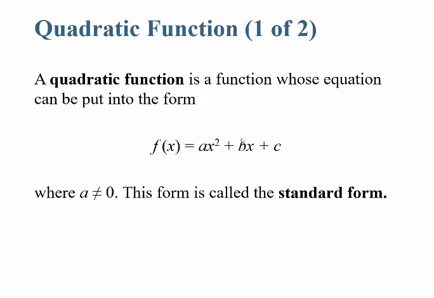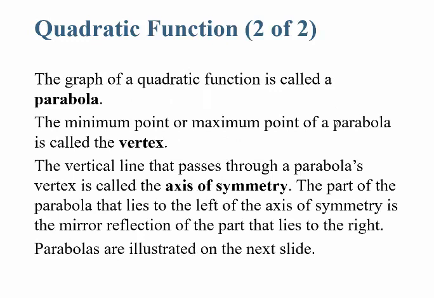And when it's listed in this form, f of x is equal to ax squared plus bx plus c, this is called standard form. So the graph of a quadratic function is what we call a parabola. A parabola, you might remember from previous math courses, is a graph that looks like a U. So it could be a smile, a right-side-up U, or a frown, an upside down U. So regardless, the minimum point or maximum point of a parabola, depending on if it's a frown or a smile, is what we call the vertex. And a vertical line that passes through a parabola's vertex is what we call an axis of symmetry.